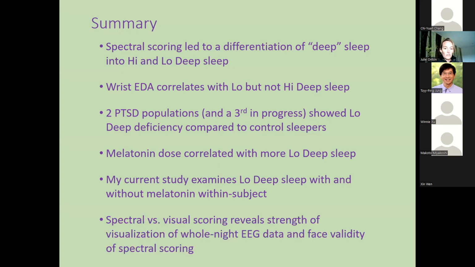And spectral versus visual scoring reveals the strength of visualization of the whole night of EEG data. So you can see what produced that hypnogram. And I think it shows face validity of the spectral scoring, that in many cases you're getting more accurate scoring, in my opinion. All right, that's it. If anybody has any questions.